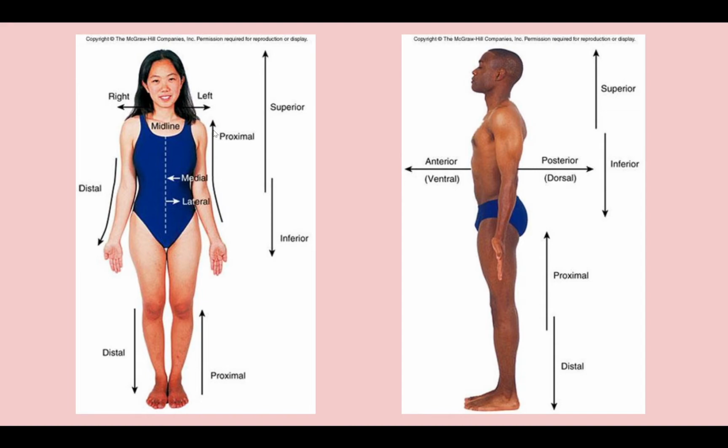Proximal, you see a proximal line going towards the shoulder and also going towards the hip because this is towards the point of origin. Distal is away from, so it's pointing to the outside or going away from that.